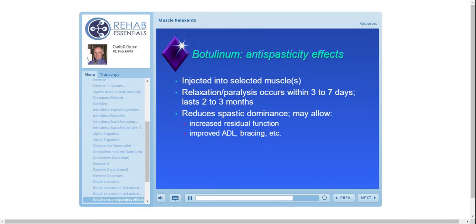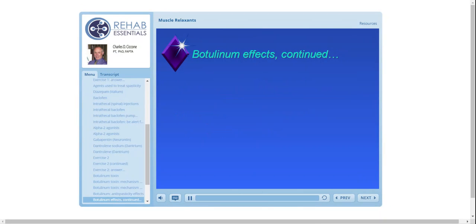But even if we can't increase residual function, patients may simply have better ADL. Patients, say, with severe flexor spasticity in the upper extremity, by injecting it into the wrist and finger flexors, we may be able to get better range of motion of the hand, better cleansing. Braces may fit better. Classic is a patient that needs an AFO on their lower extremity, but if they have severe plantar flexion.